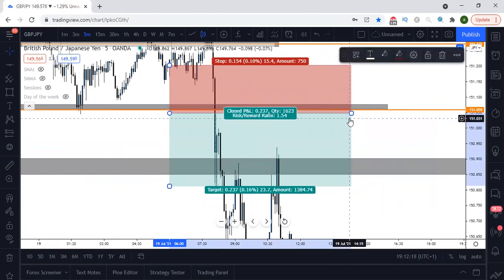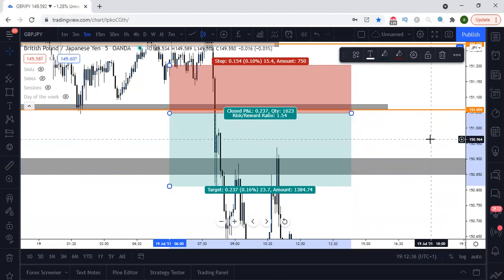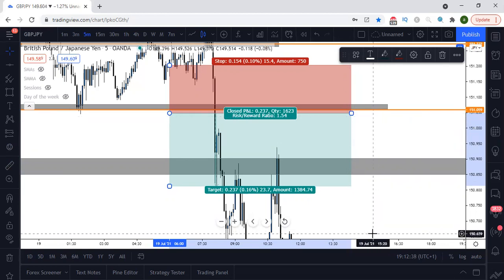As long as you have the confluence of the higher time frame, the overall market structure within the intraday is going bearish. You have a weak 4 hour candle, and then you also have a high volume time, which is London Open. This is the reason why I got into the trade. So yeah, this was it.